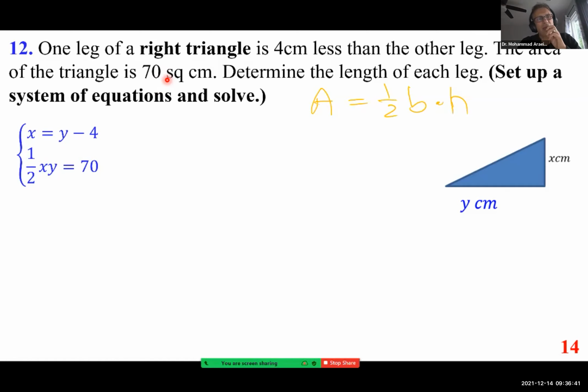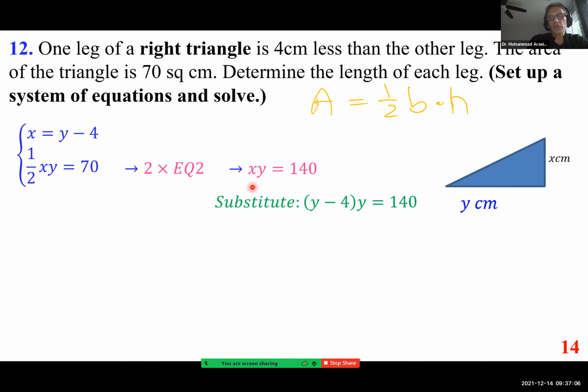Now, to get rid of the fraction and make life easy, let's multiply this one by 2. So the 1/2 goes away. So x times y is 140 and x is y minus 4. Substitution method. Replace the x.